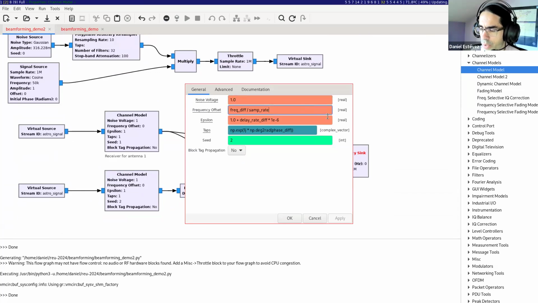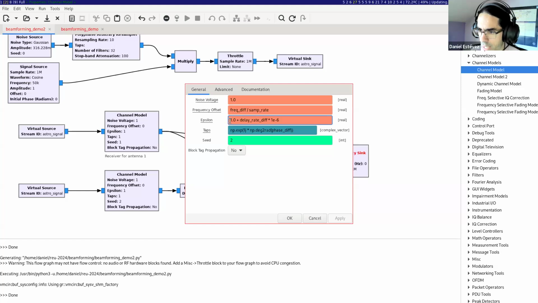Okay, so the frequency offset is a very simple formula. The frequency difference we have is in hertz. And this frequency offset, I said it was in radians per sample, but that's not correct. It is in cycles per sample. This is in hertz, which is the same as cycles per second. This is in samples per second, and so the quotient has units of cycles per sample as needed here.